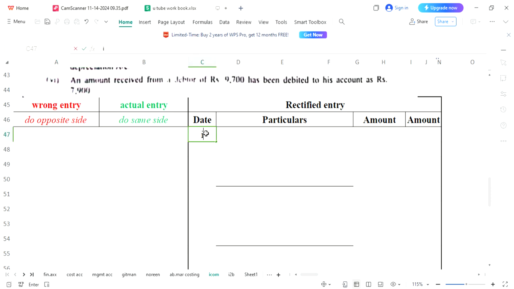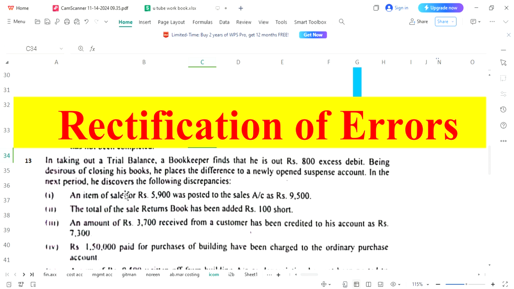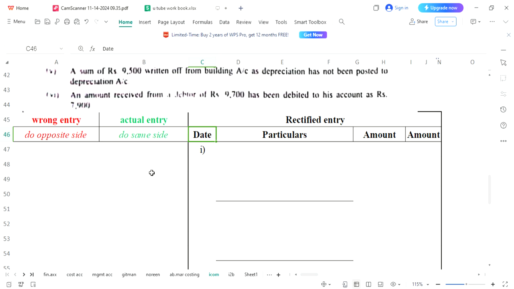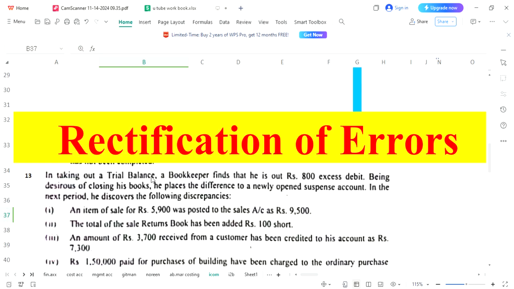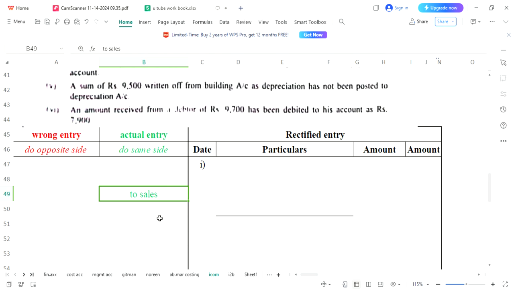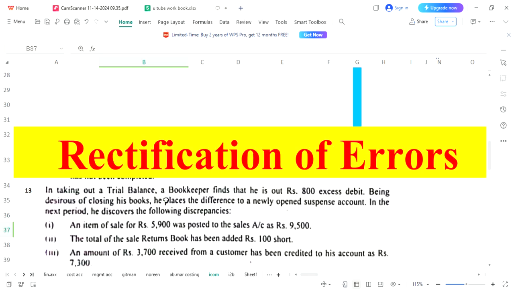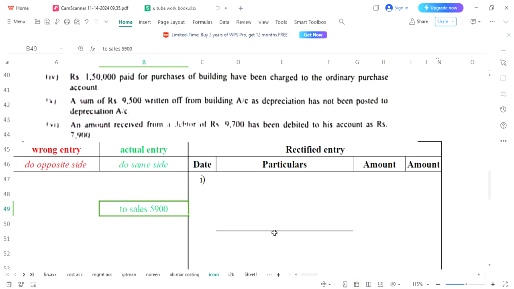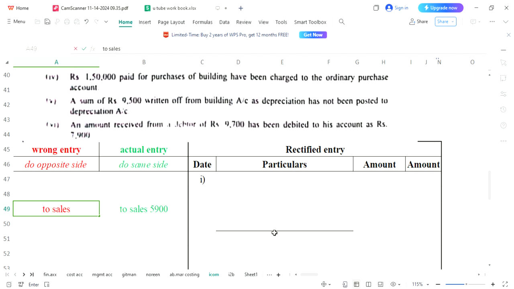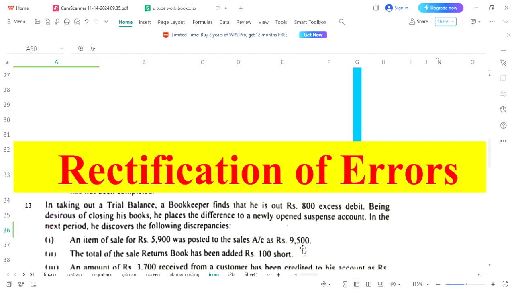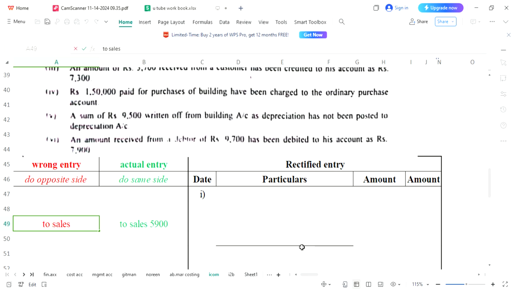First entry we will now look at: an item of sale. It means it is related to sales. So we will note down that the actual entry is sales. How much amount? 5900, so you may write 5900 over here. Still the mistake is not identified. Let's see what happens. It was posted to the sales account. Again, it has been written to sales as well. But what have they done? They have written 9500.